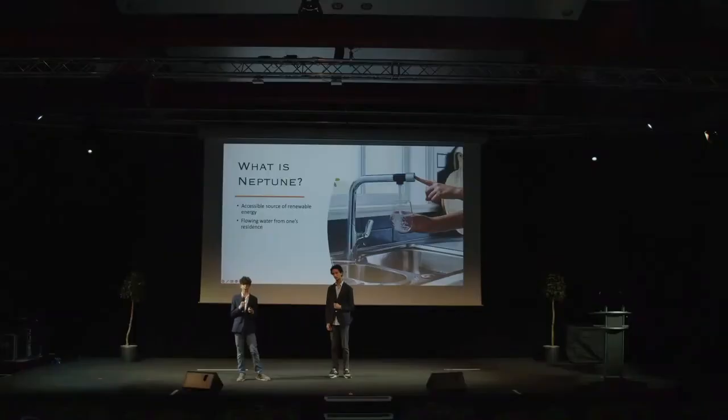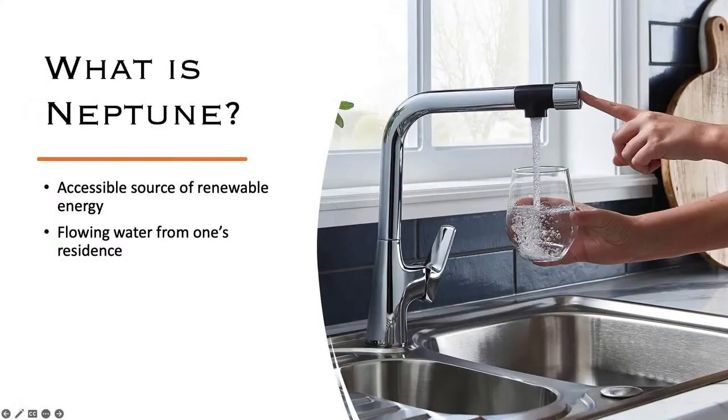Now, what exactly is Neptune? Neptune is an accessible source of renewable energy. It generates electricity from the flow of water from one's residence. Simply, you would attach Neptune, our device, to a tap. Now, you may ask, why a tap? Well, taps are located everywhere, and a lot of energy is wasted as water flows from the taps. And we want to utilize this energy to fight the energy crisis we face today. Anybody can use our device, Neptune, and go closer to a more renewable society.